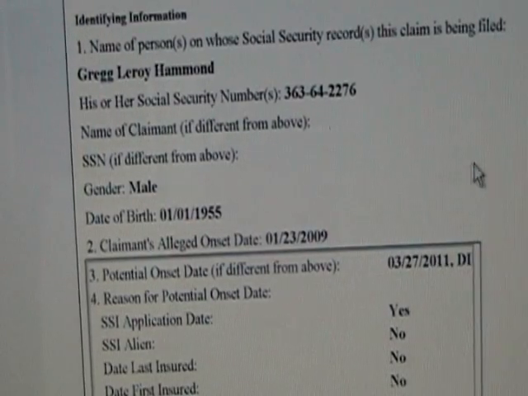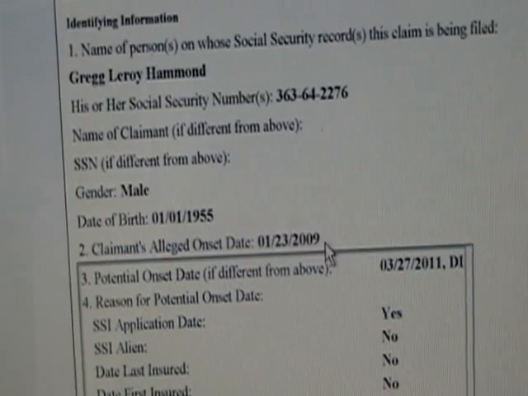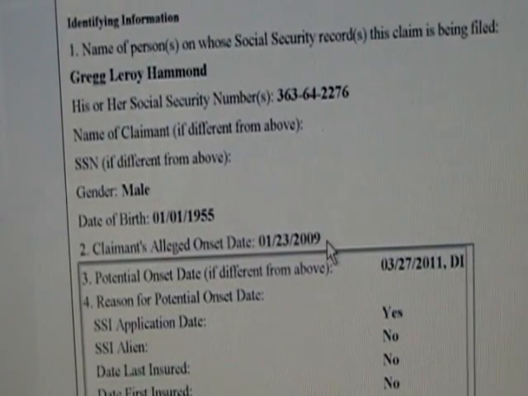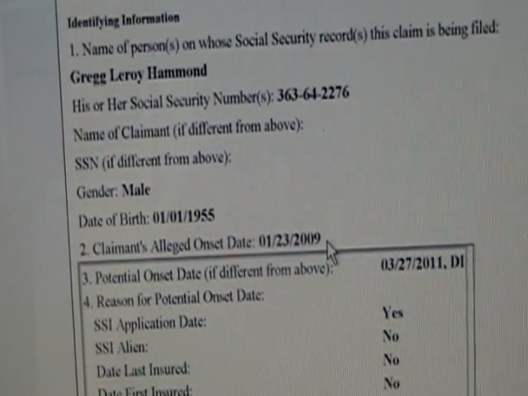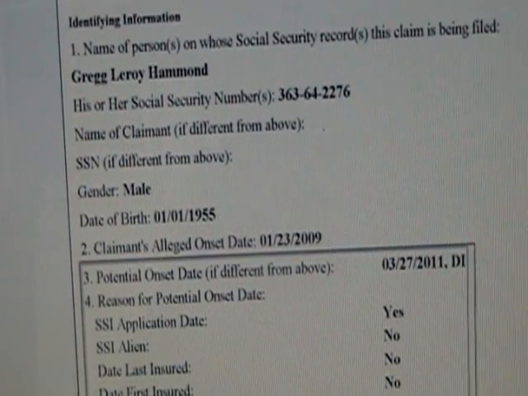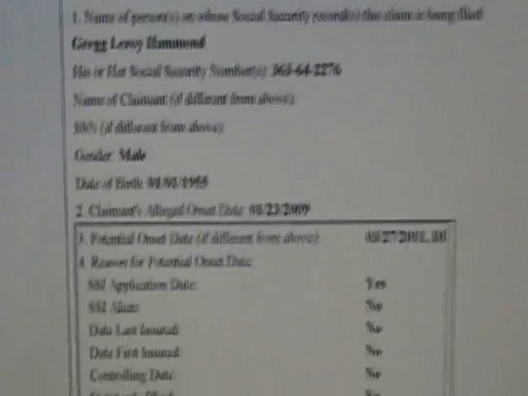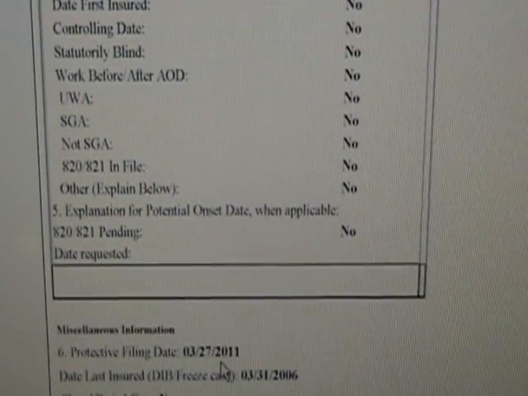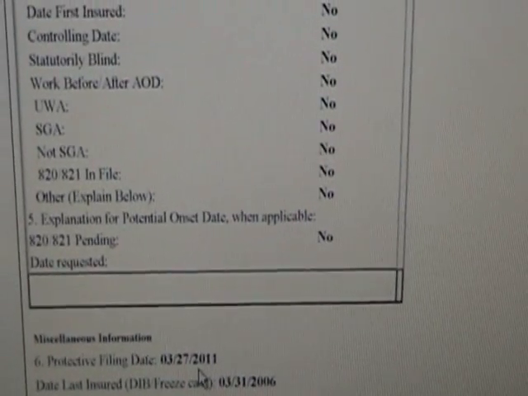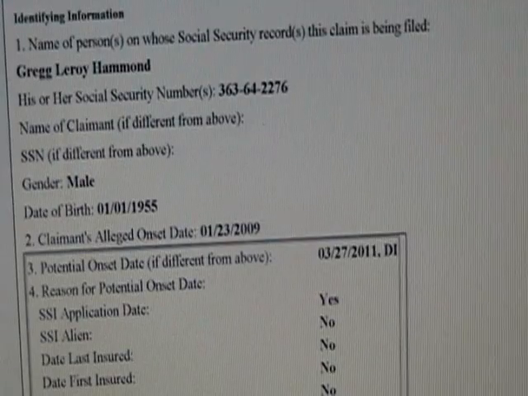This is a disability report from the field office. And look, it has that alleged onset date as 1/23/2009. And I have no clue what a protective filing date is, but this says protective filing date 3/27/11. Okay, now let's go to the next one.